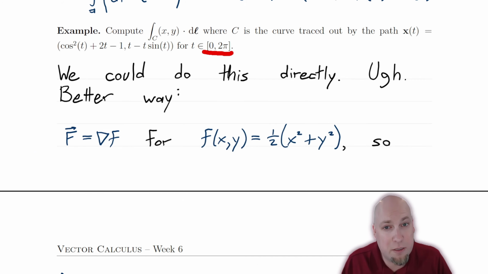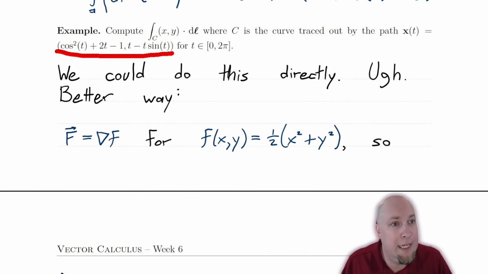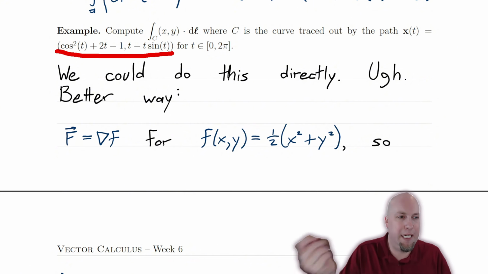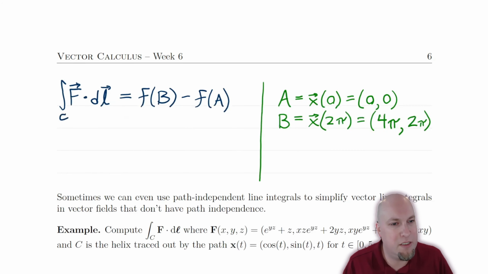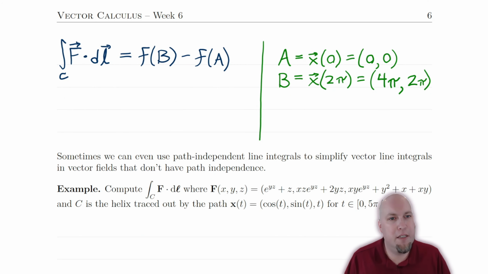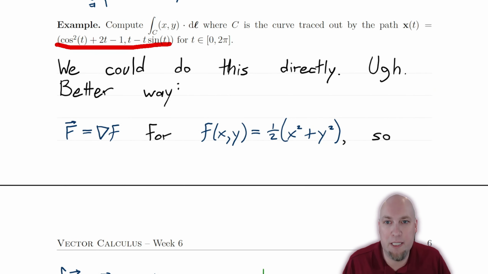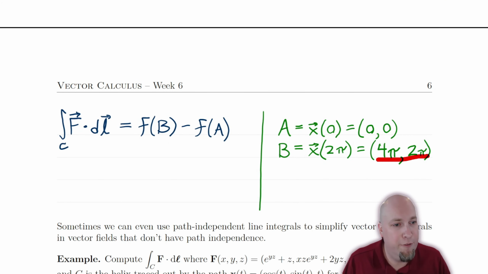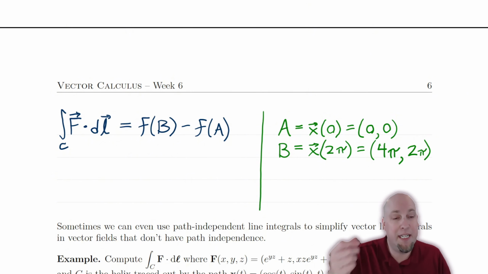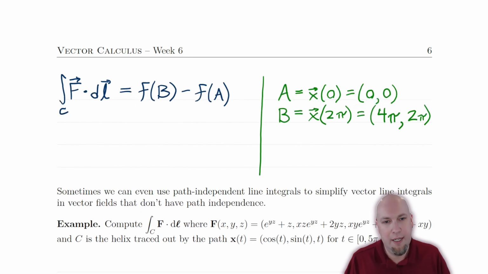Okay, my path is going from 0 to 2 pi, so I just plug 0 and 2 pi into my path, and that'll give me my big A and my big B. Those give me my start and end points. That's all I'm doing over here. Plug in t equals 0, I get 0, 0 in my path here. If I plug 0 into that, I get 0, 0. Whereas if I plug 2 pi into this, I get 4 pi, 2 pi. Okay, so that's my terminal point. That's the endpoint of the curve.